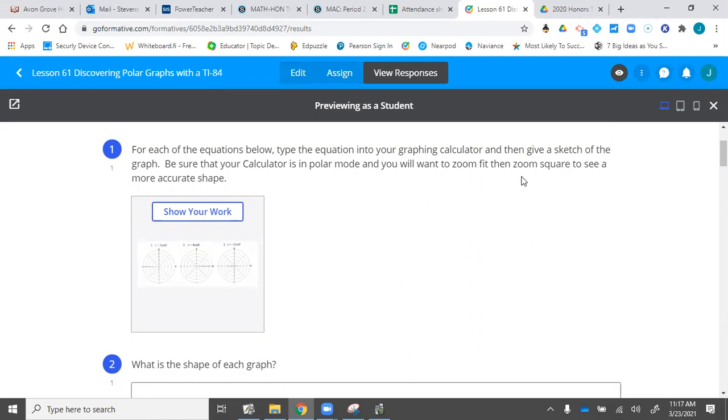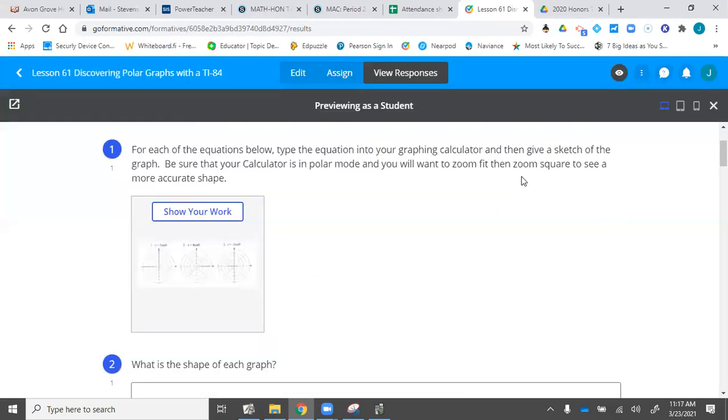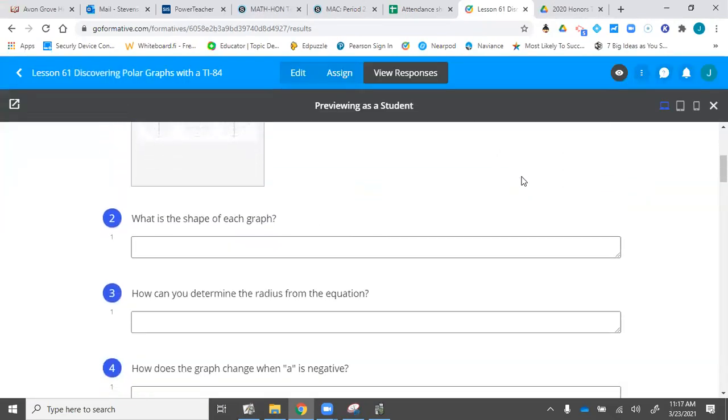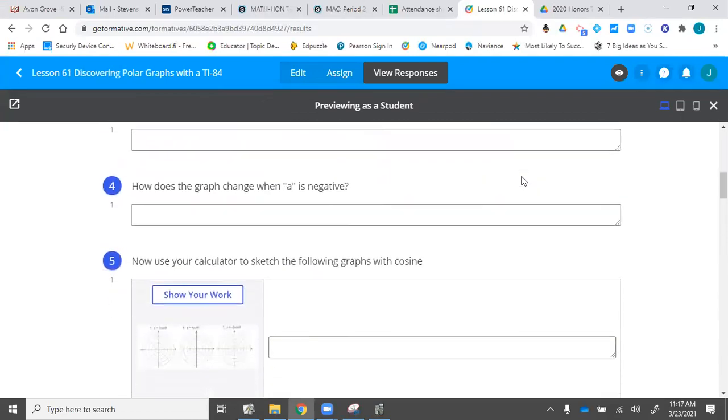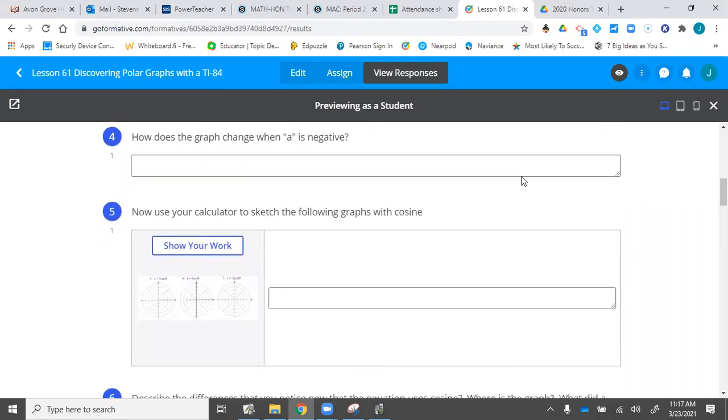So it says for the equations below, type the equation in your calculator and then give a sketch. A sketch doesn't mean exact, right? It means give me a nice idea of what it looks like. Make sure your calculator is in polar mode and the zoom fit, zoom square I put right there so you wouldn't forget. So when I look at the show your work bubble, there are 3 equations. You're going to type them all in. You're going to look at the graphs, give them a nice sketch. Then I ask you questions about the shape. How can you tell the radius? So you're going to actually use your graphs to try to come up with some conclusions.